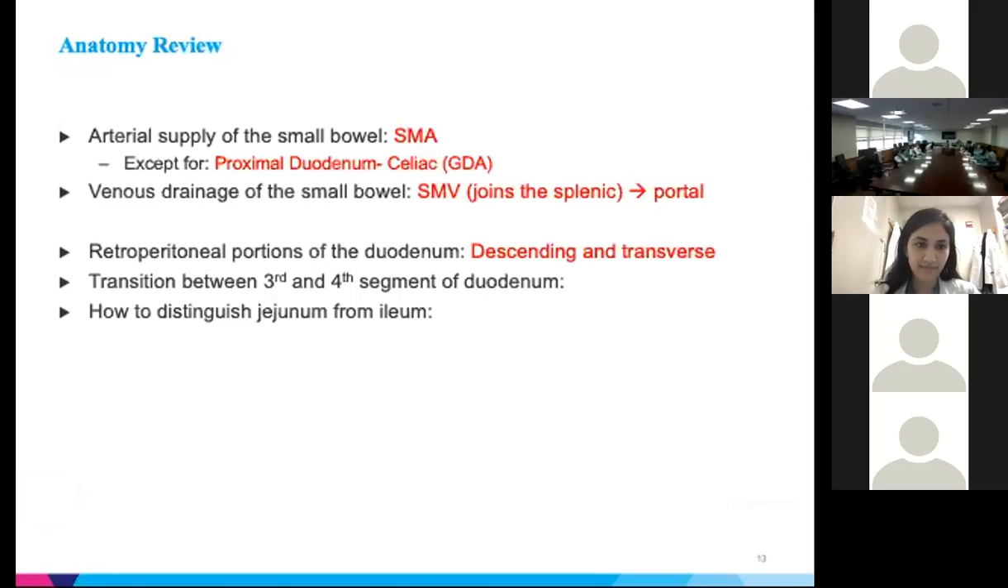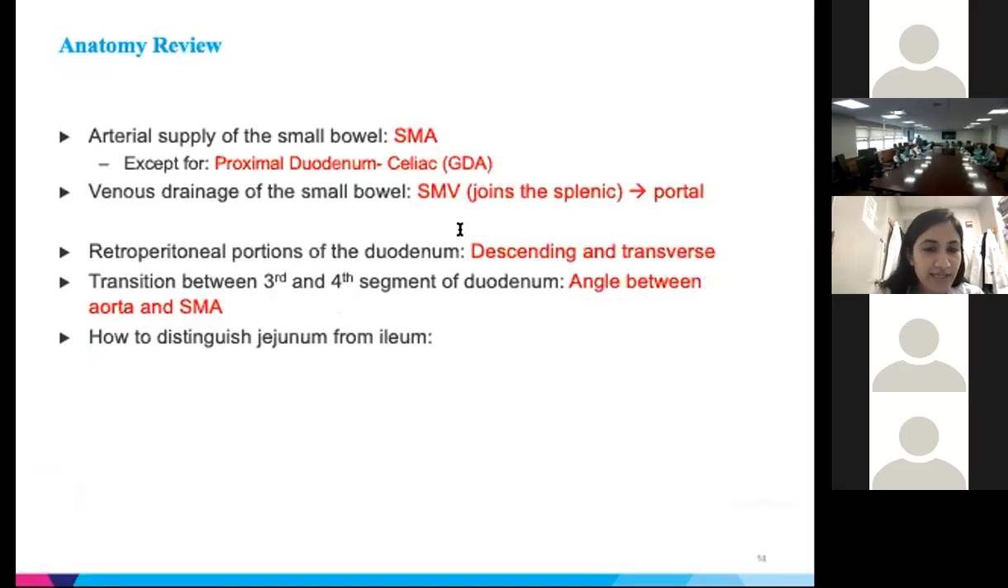Ligament of Treitz? So the ligament of Treitz usually marks the distinction between the fourth portion of the duo and the jejunum. Or what I was getting at here was there's an acute angle between the aorta and the SMA that marks the transition between the third and fourth portion of the duo. And that acute angle is sort of where you can have SMA syndrome form.